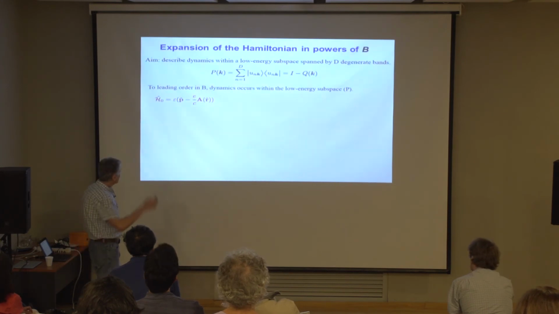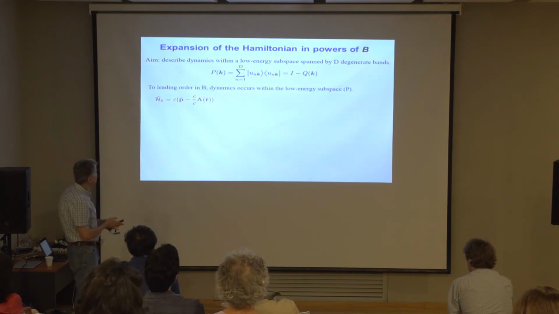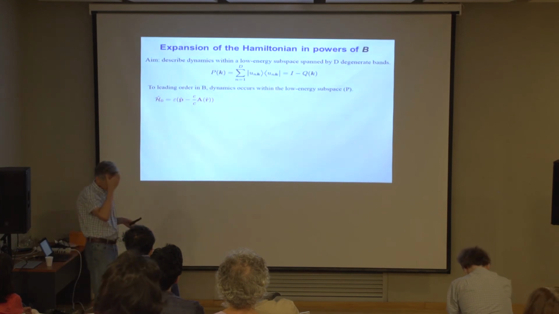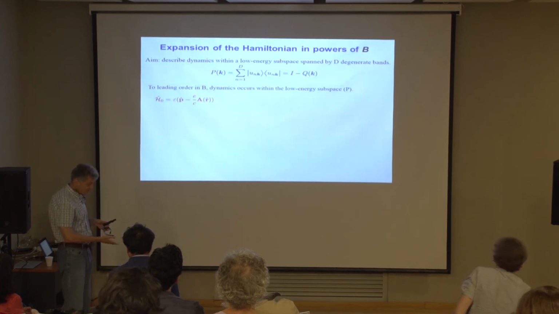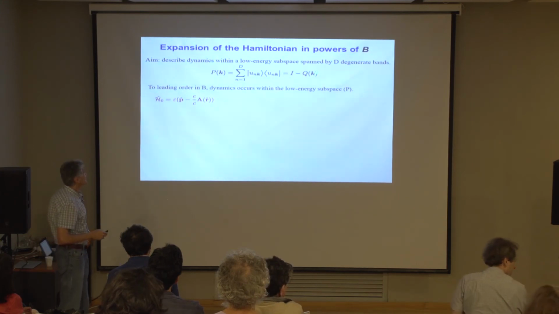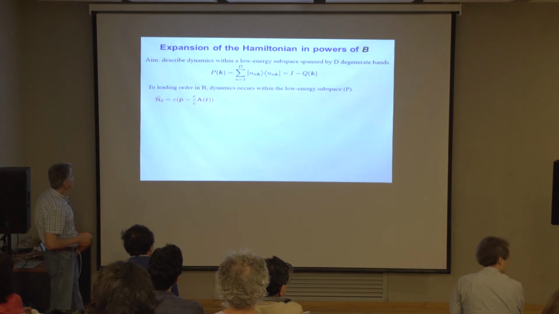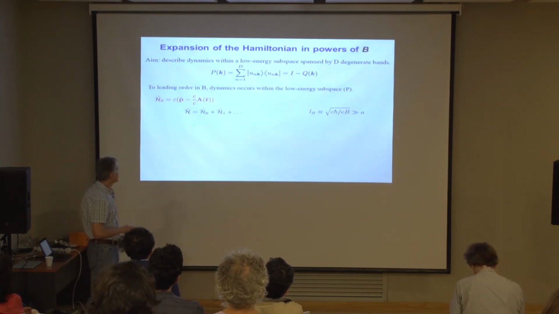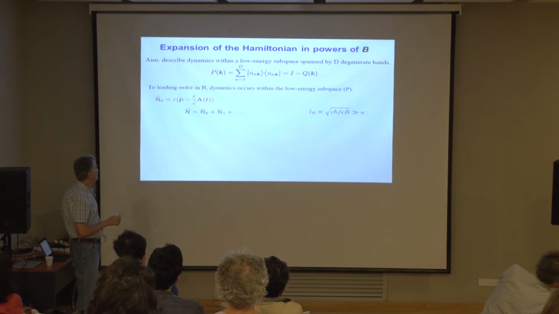So at a technical level, what is done is that we separate the space of states into the low energy subspace and all other bands. These are D bands that contain the Fermi surface, and Q is the rest. To the leading order in magnetic field, dynamics is given by parallel substitution. So this H0 is literally the parallel Hamiltonian.